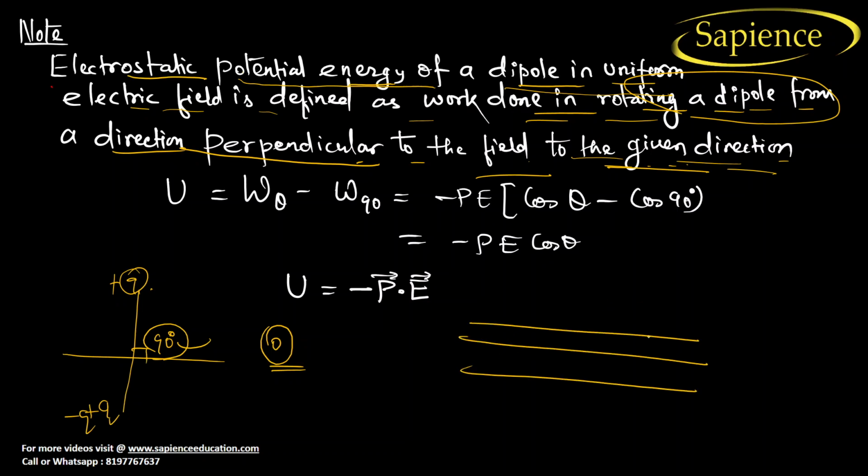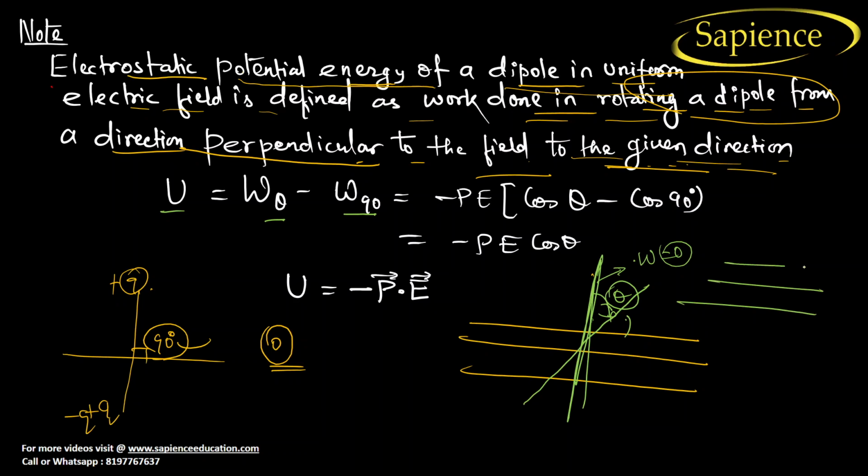See, let us consider this is an electric field and this is a dipole. Now the work done here is zero. From here, in either direction, if you are moving by angle theta, then we are taking the reference from here. So if we are taking the initial condition from 90 degrees to theta, always take the reference angle from this side. We don't take this angle. So always take the angle from this side.